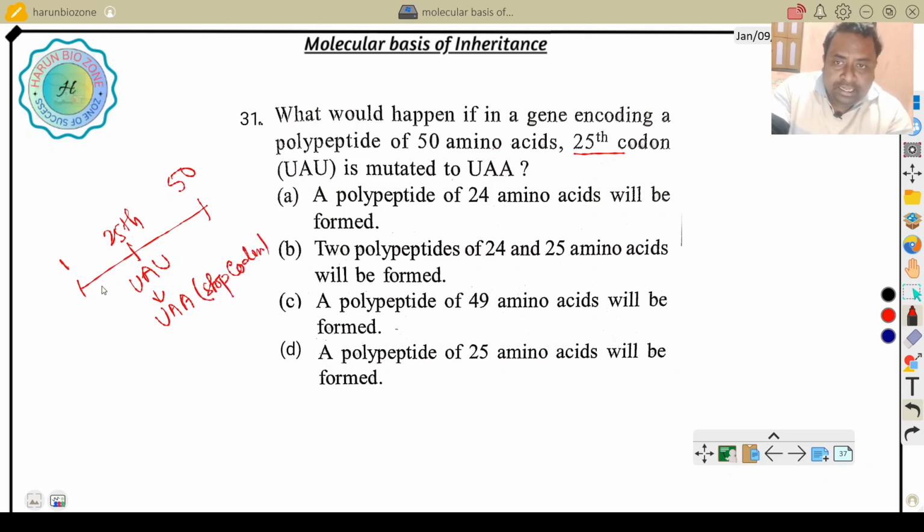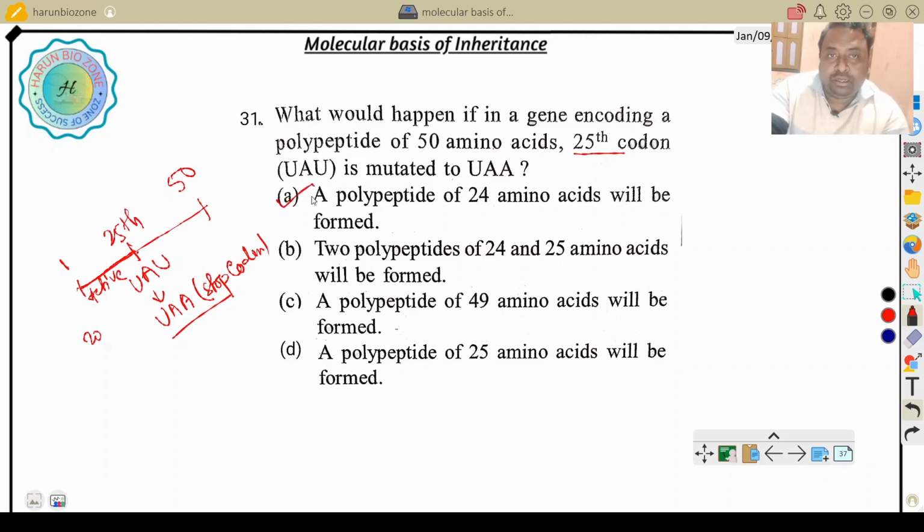The stop codon means that all the amino acids before it are active. If the stop codon is present at the 25th position, no more protein is produced because translation is terminated in this region. So what polypeptide is produced? A polypeptide of 24 amino acids will be formed.